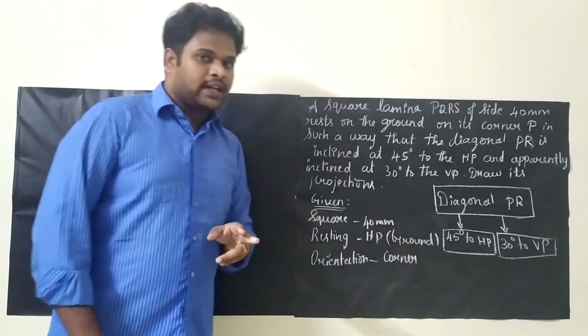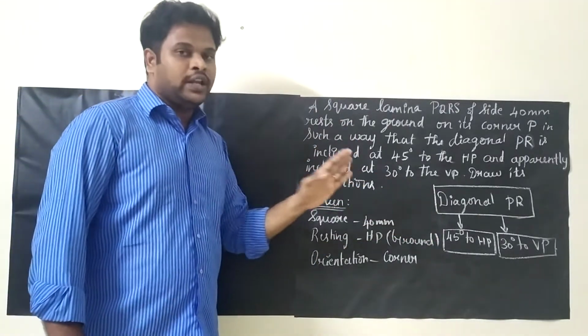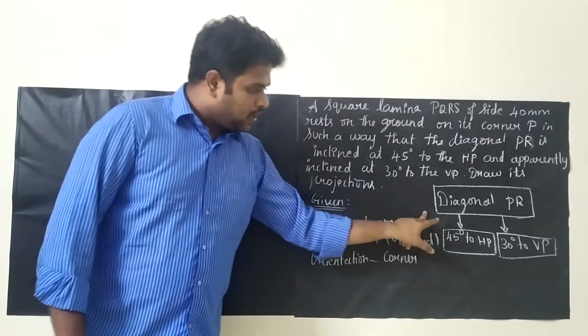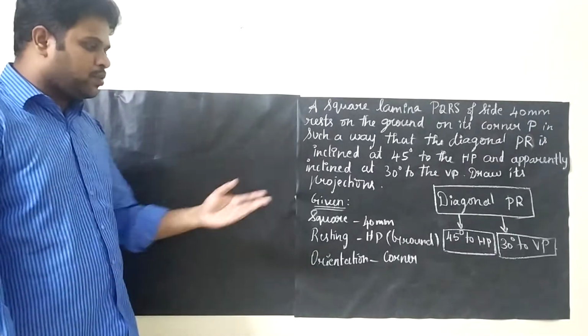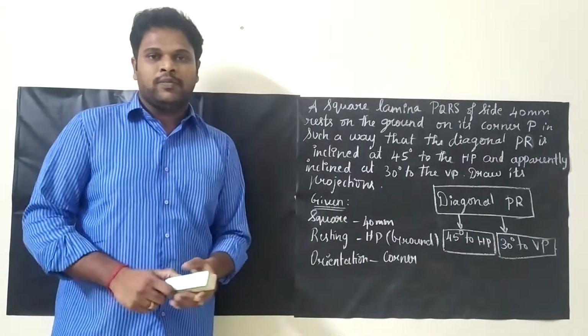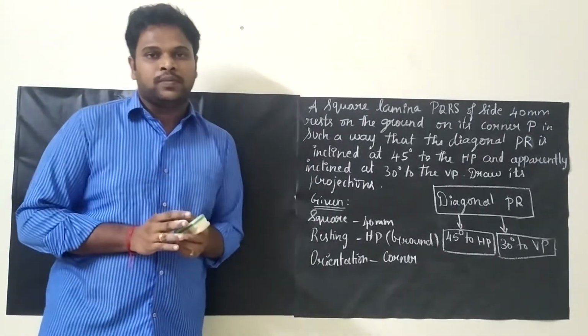So there will be two diagonals. So they have clearly given that we have to incline only the diagonal PR for 45 degree to HP and 30 degree to VP. And finally we need to draw the projection. So this is the given data. I will be telling step by step procedure how to draw.